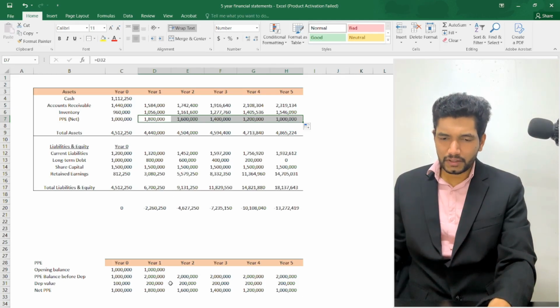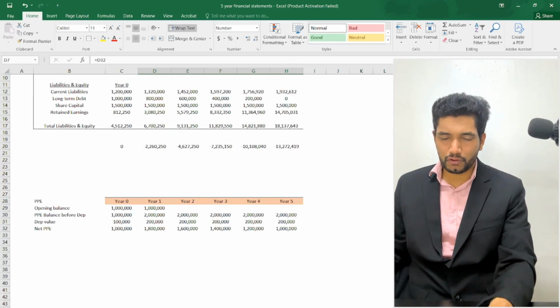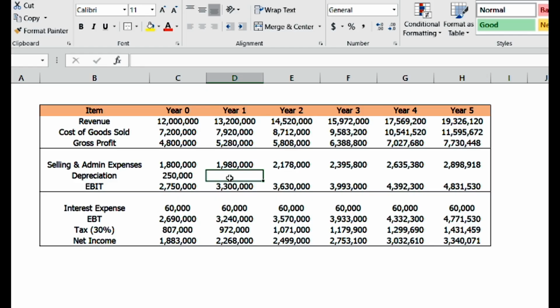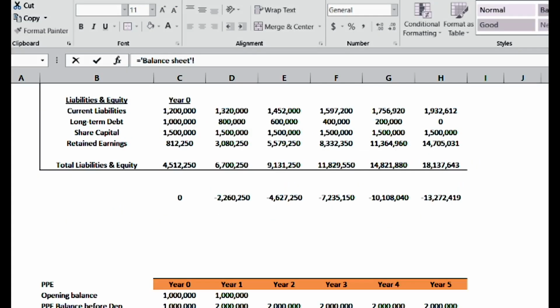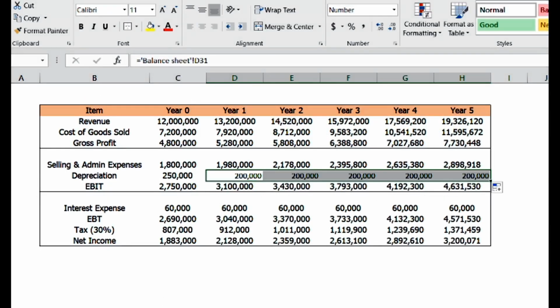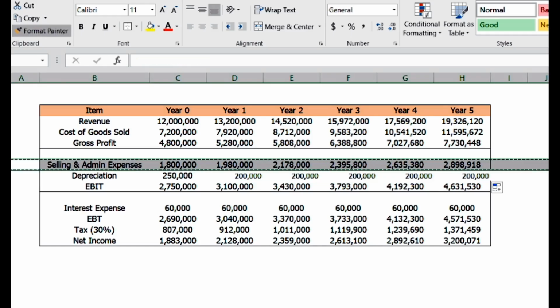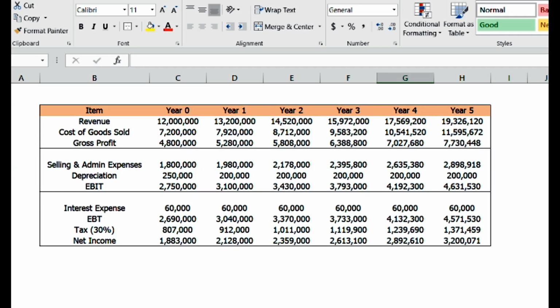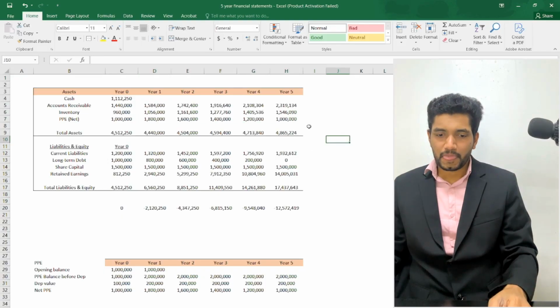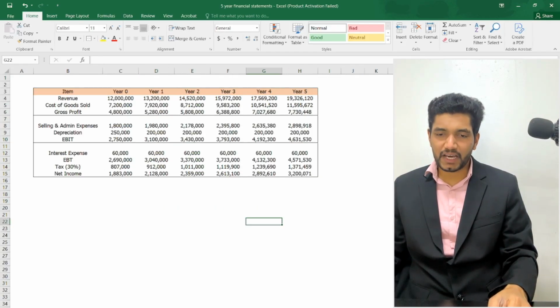Okay. Then the next thing, the depreciation we calculated also has to be reflected in the income statement. So here we can calculate the depreciation as well. For year 1 it is already given. Now for year 2, it is 200,000 throughout. So now we have completed the income statement, profit and loss account and the balance sheet.